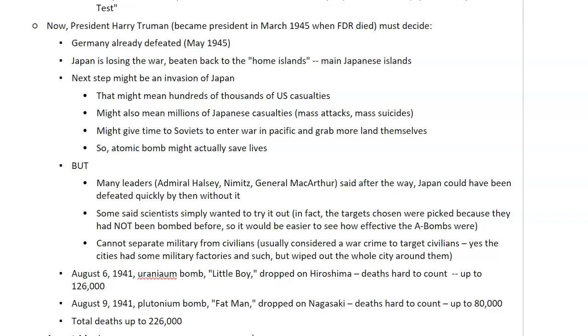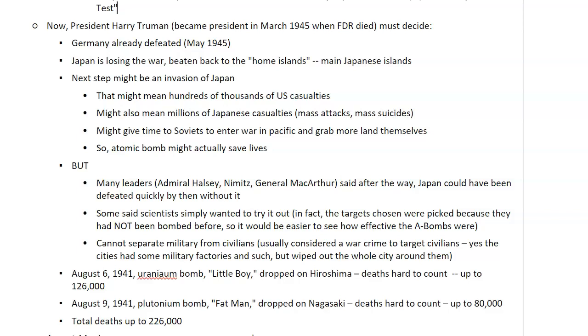The Soviets have jumped into the Pacific War at this time, having won Europe. We saw right at the end of the war in Europe, the Soviets started grabbing up land. They're now sniffing around to grab up land in Asia. If we don't end the war quick, we could have the Soviets taking over Japan. So the argument is that the atomic bomb, using it, is going to kill people, but it might actually save lives.